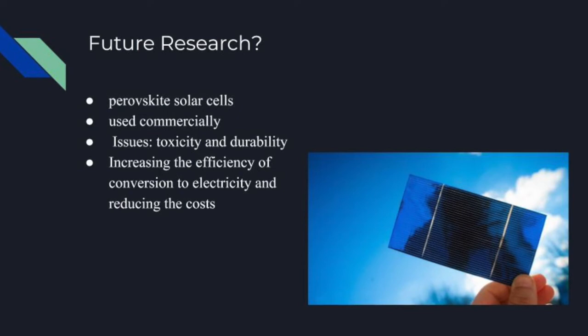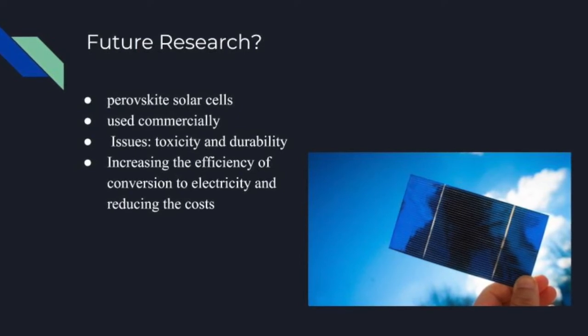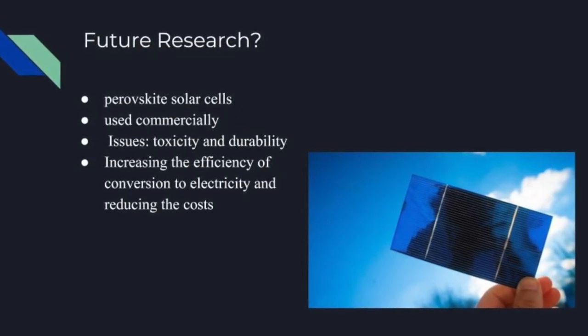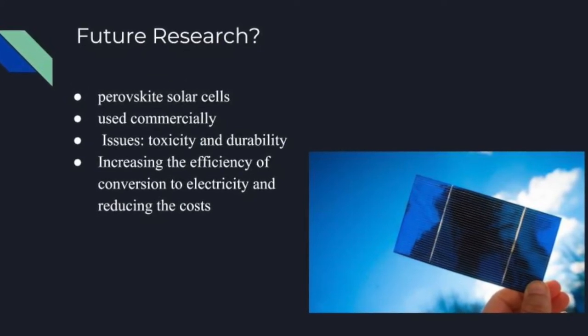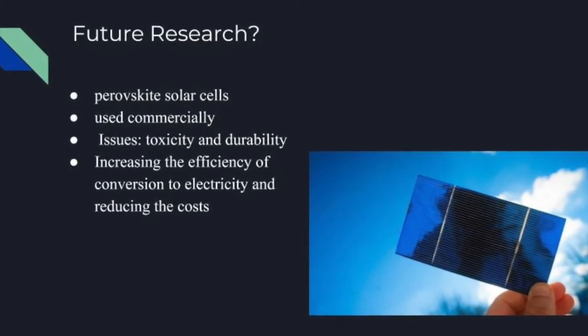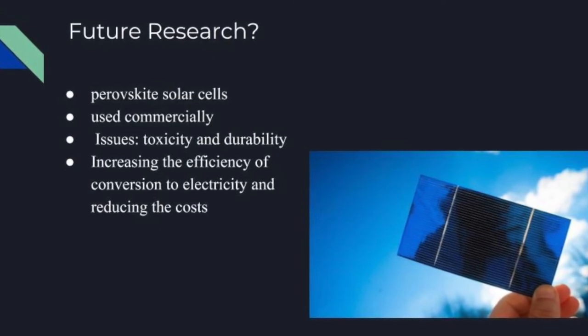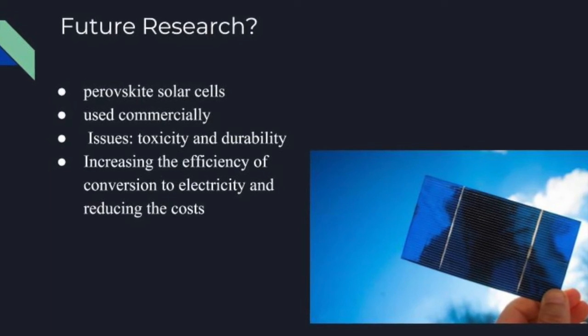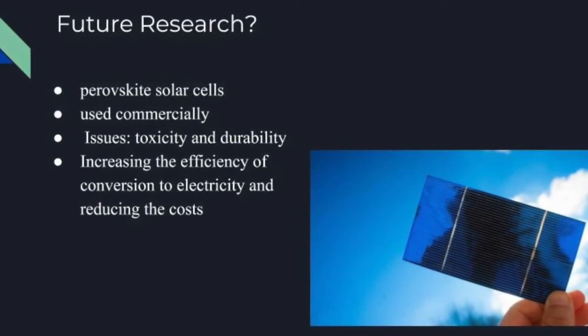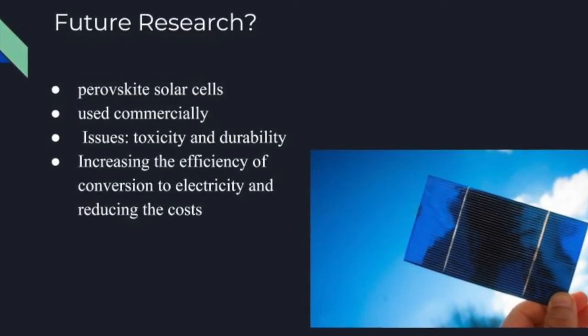What is the future research with these solar cells? As of right now, the perovskite solar cells are the main area of future research. They still need to be perfected so that they can be used commercially. Some of the issues they still need to figure out are the toxicity and durability of the cells. They are also working on increasing the efficiency of conversion to electricity and reducing the cost.